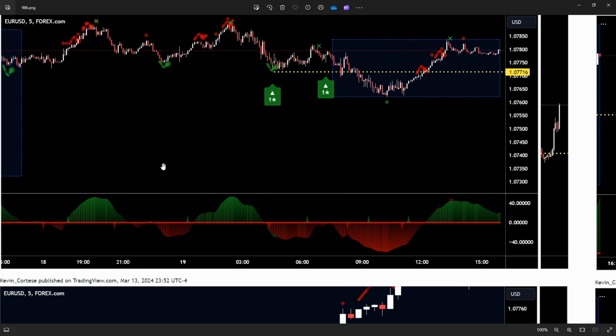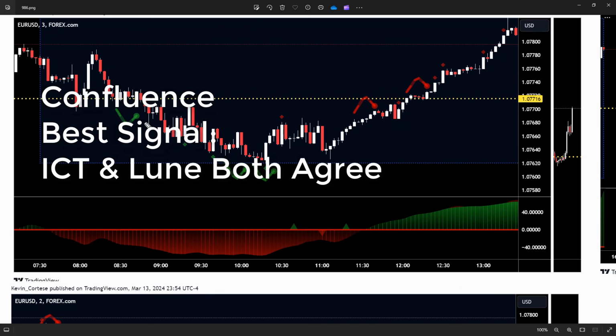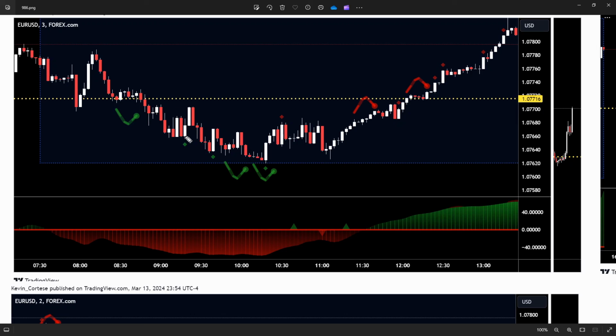So if you're still watching, I've saved the best for last. Through my back testing, I've looked at hundreds and hundreds of charts. What I've noticed is it doesn't have to be either or. Sometimes Loon gives you a better entry, sometimes ICT gives you a better entry, but the most profitable trades are when Loon and ICT agree. So with Loon, here's 1 point, 2, 3, 4, 5, 6, no trade.